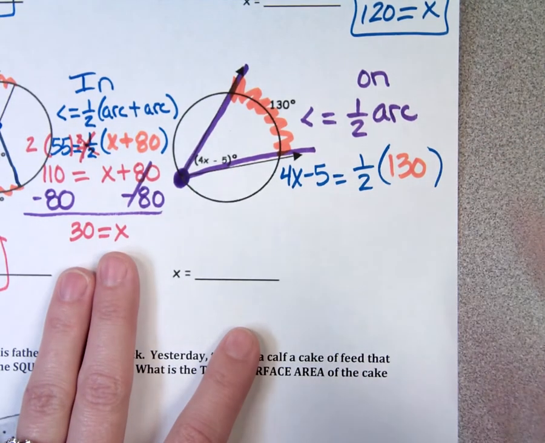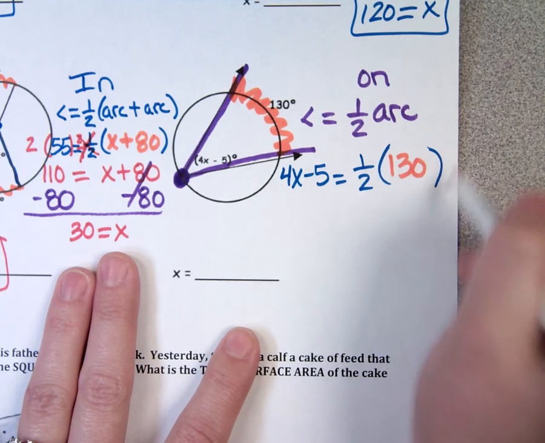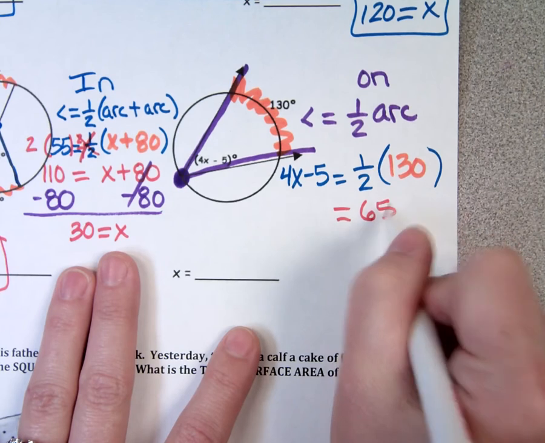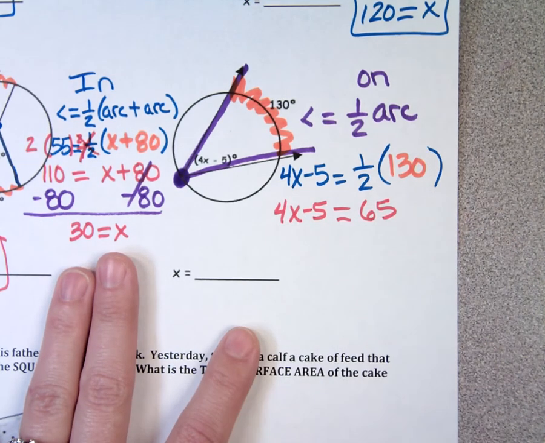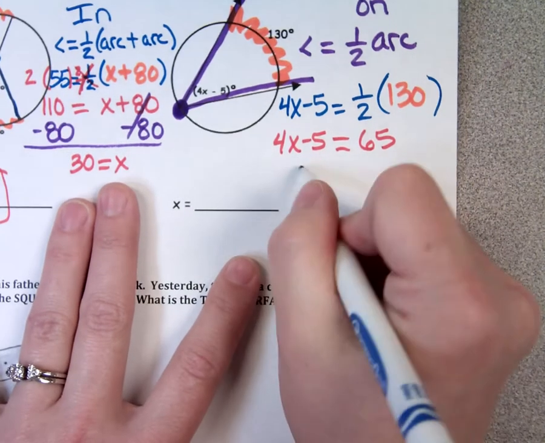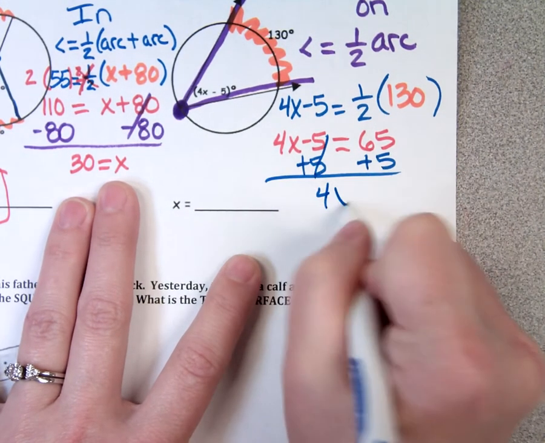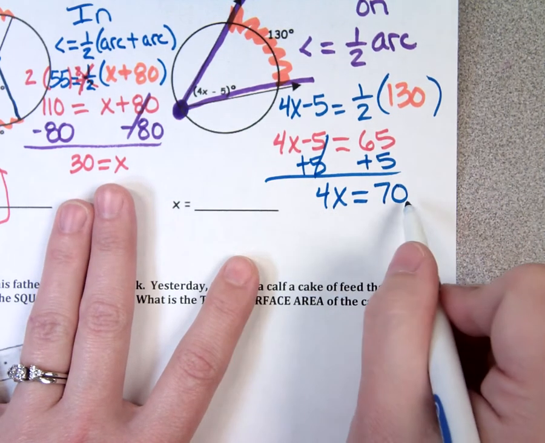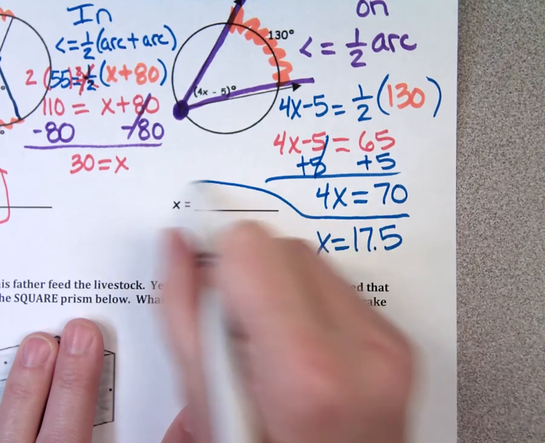Okay, instead of multiplying both sides by 2 this time, I'm just going to take half of 130, because that's easy. What's half of 130? 65. And then just drop down the 4x minus 5, and then let's just solve this equation. To get rid of the minus 5, we would add 5 to both sides. The 4x would drop. The equals 65 plus 5 is 70. And then if you divide both sides by 4, we get 17.5. And that's our answer to this one.